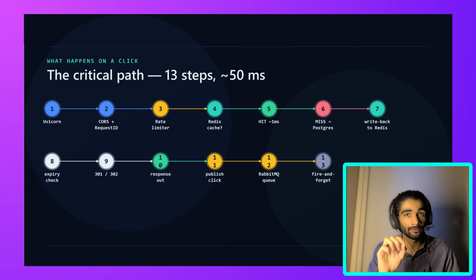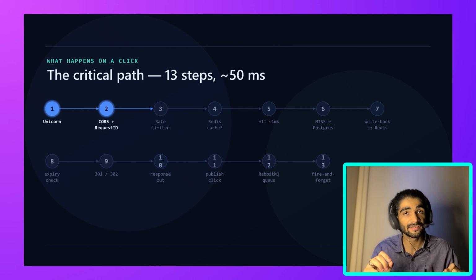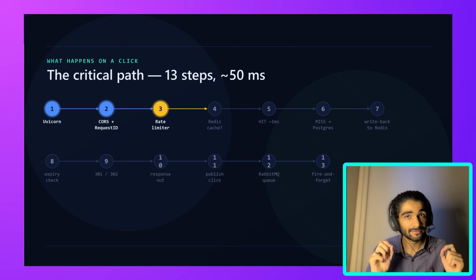Alright, I'm gonna walk you through what happens when someone clicks a short link. This is the most important flow in the entire system. The request hits Uvicorn, that's our server. Then your request goes through middleware layers. First one, CORS layer. Are you allowed to talk to me? Second one, request ID middleware. Each request gets a unique UUID slapped on it. Then we hit the rate limiter. Redis checks through a sorted set if this user or IP address has gone over its limit.